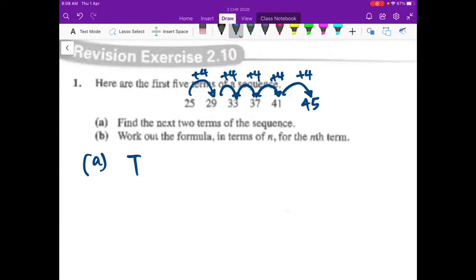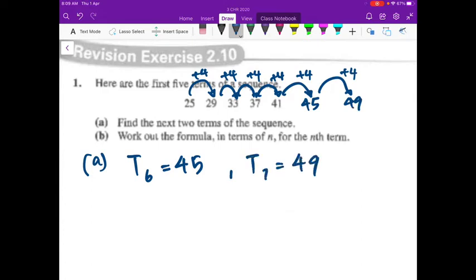Term number 1, 2, 3, 4, 5, 6. Term number 6 is 45. So we have another one, term number 7. Plus another 4, then we get 49. So you can write it this way, term number 6, term number 7, so that I know which one I should be looking at and give you marks.